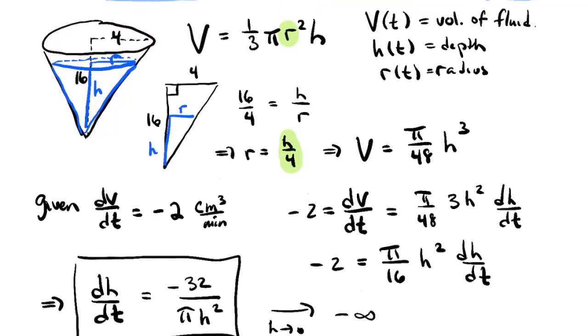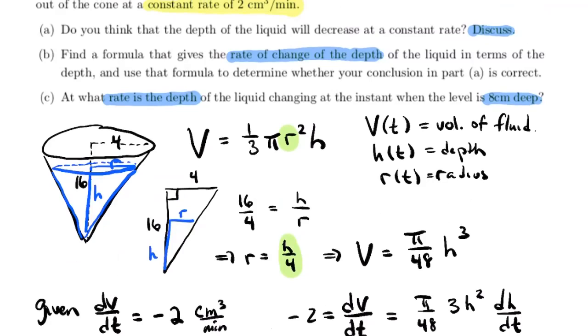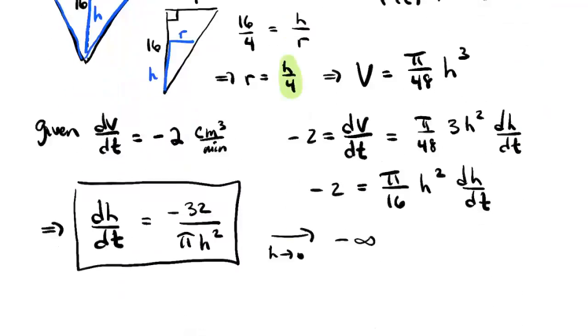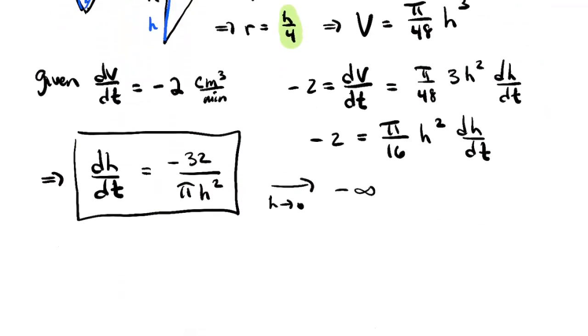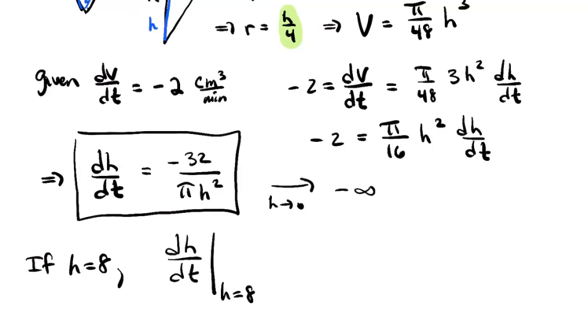And let's just scroll back up. I got to remind myself of my own question. What is the rate of change of the depth when the depth is 8 centimeters? Okay, well, we are ready for that, because if the depth is 8 centimeters, then dh dt evaluated at h equals 8. Remember that evaluation bar from a previous lecture? I'm going to use it here again. What do we get? We get -32, 8 squared is 64. So we get -2 over pi.